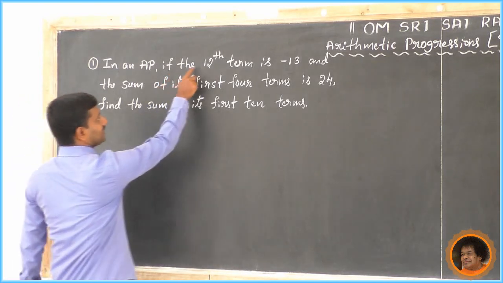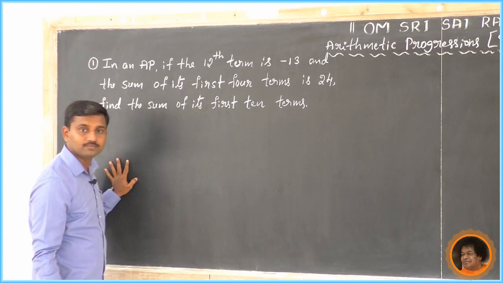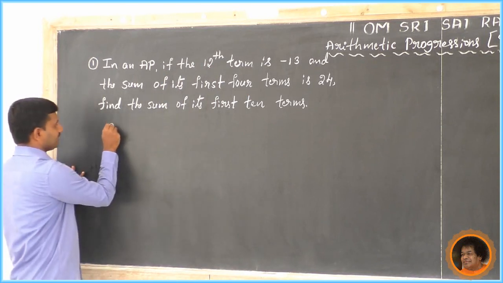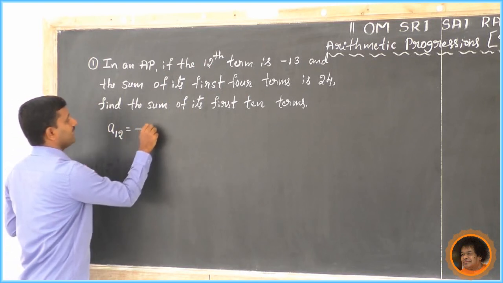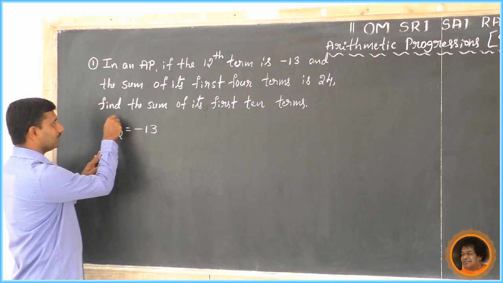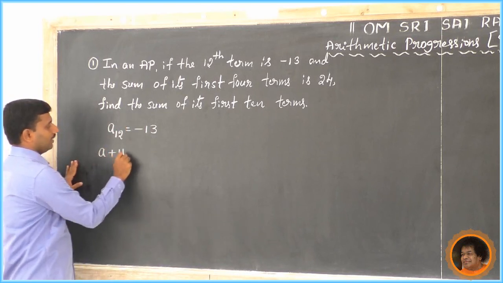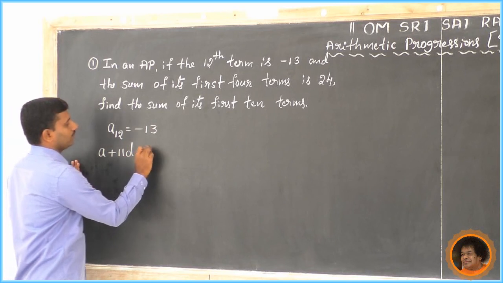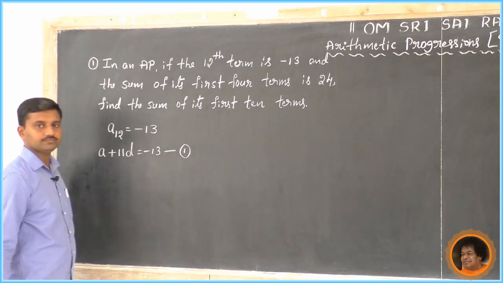So the conditions are: 12th term is minus 13 and the sum of its first 4 terms is 24. Write the first condition, 12th term is minus 13. How to write the 12th term? The 12th term is denoted as A12 equal to minus 13. A12, 12th term, n equal to 12. So a plus 11d equal to minus 13, equation number 1.